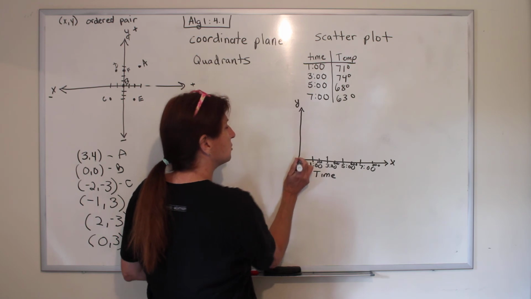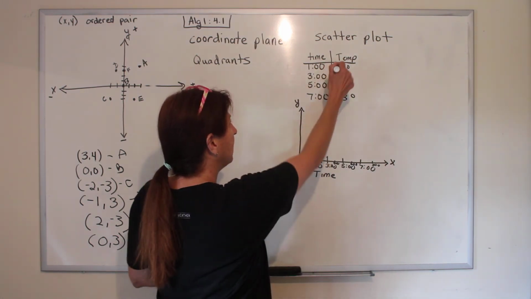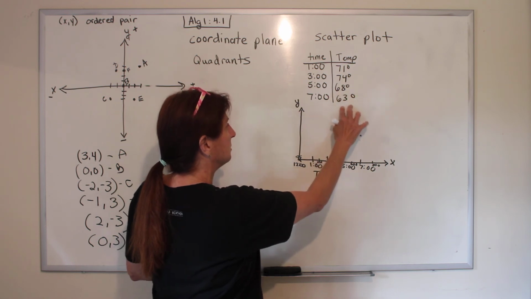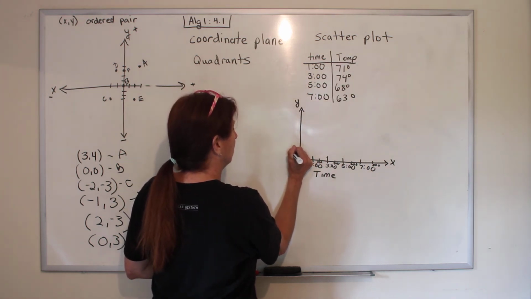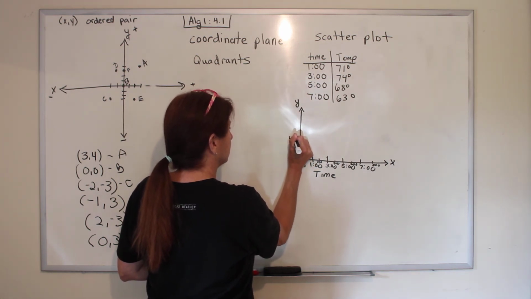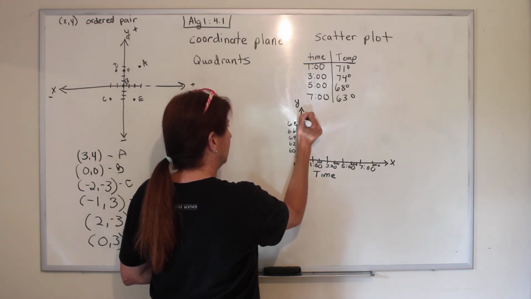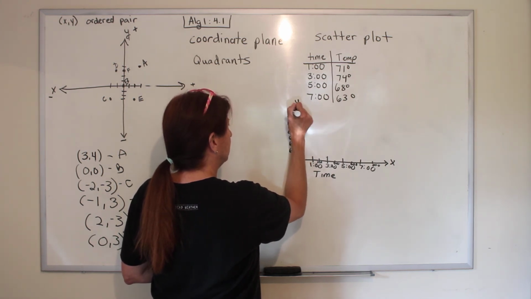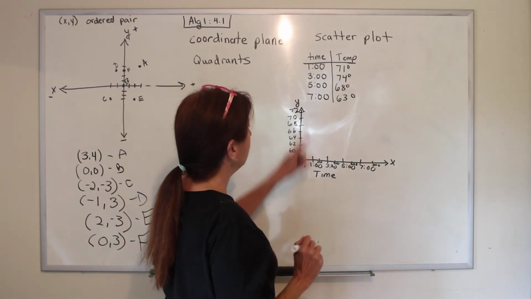Okay, and then here are our temperatures. Now, I don't need to start at 0 here. So I can show a break in the graph, and I can start. My lowest temperature is 63, my highest is 71. So I'm going to make this 60. We'll go 62, 64, 66, 68, 70, 72. That's a pretty good looking graph. Okay, now I can plot these.